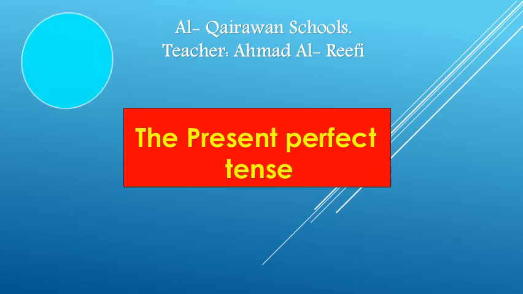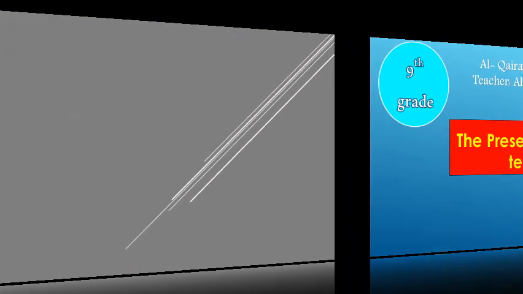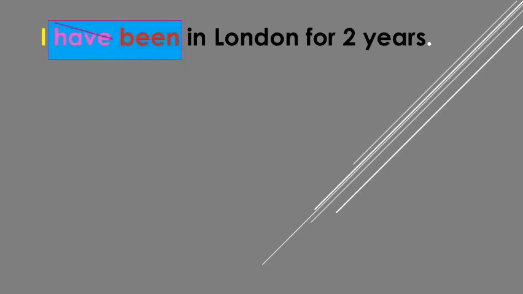I am teacher Ahmad and today we are doing a lesson about the present perfect tense, المضارع التام, for 9th grade module number 1. So let's get started. So here we have an example. I have been in London for 2 years. So have been, it is the present perfect, وهي المضارع التام.